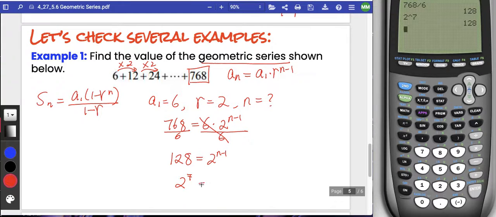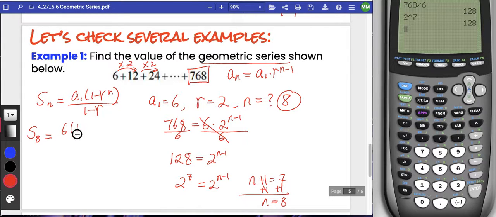So remember, when you have the same base, you have the same exponent, meaning n minus 1 equals 7. Clearly, n is 8. So now we know how many terms we have here: 8 terms. Now let's plug in the values. n is 8, the first term is 6, times 1 minus 2 to the 8th power, remember, n is 8, over 1 minus 2.